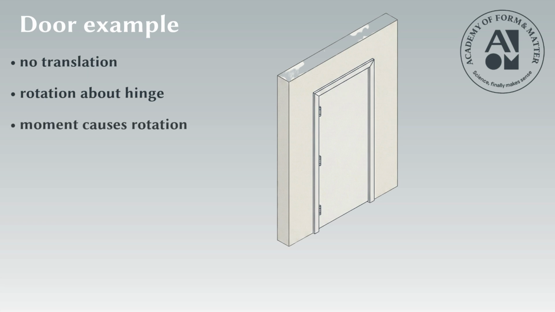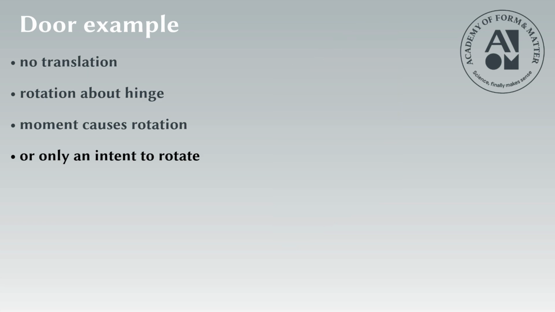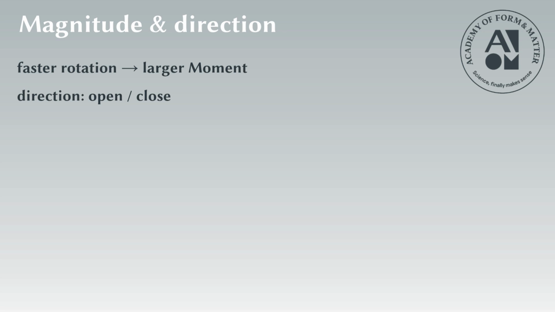The cause of this rotation is the moment. Sometimes the rotation is visible. Sometimes it only tries to rotate. Even if nothing moves, the moment is there. A moment has two key aspects: magnitude and direction. If the door rotates faster, the moment is larger. In physics language, we say the moment is stronger. And of course, it can act in one direction or the other.